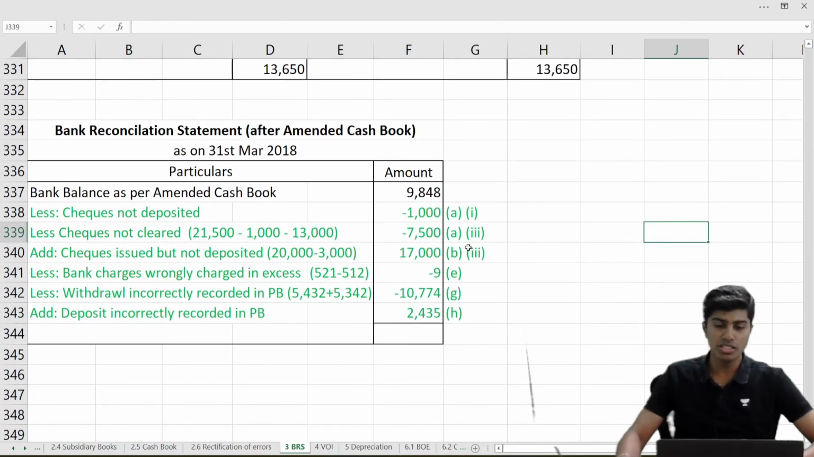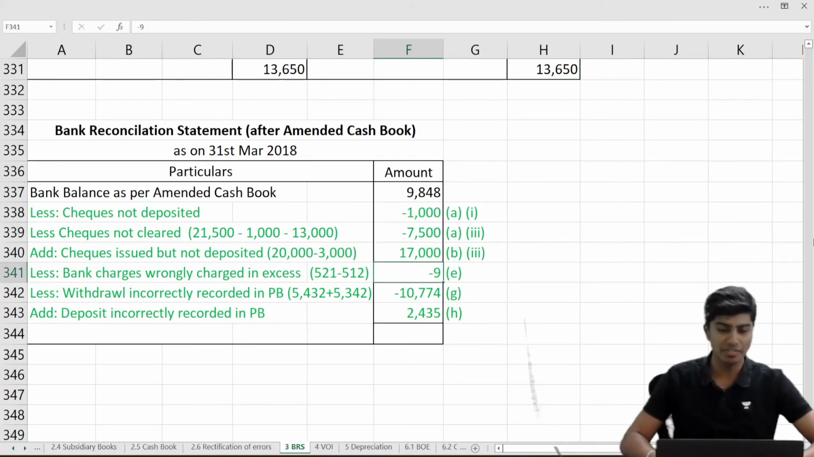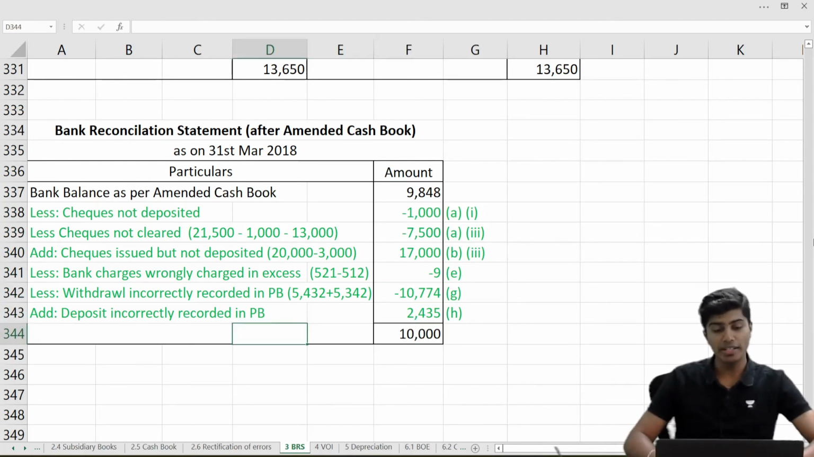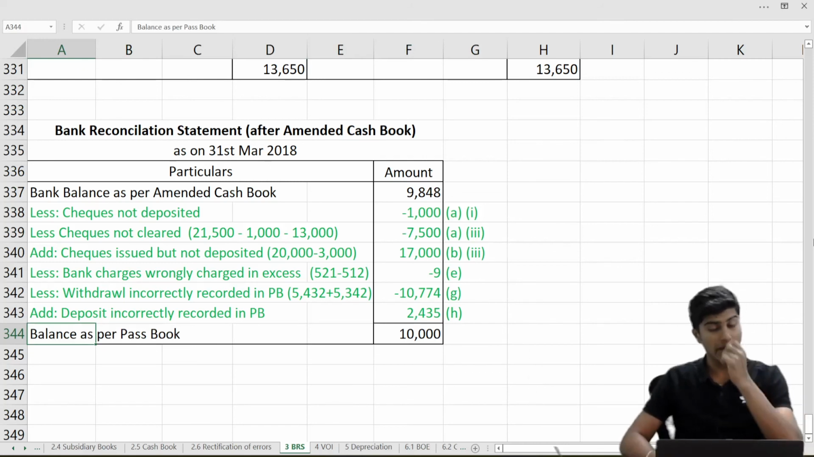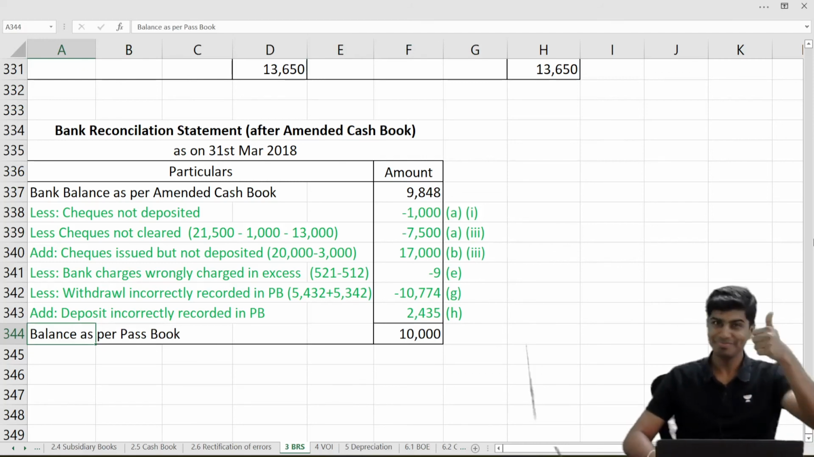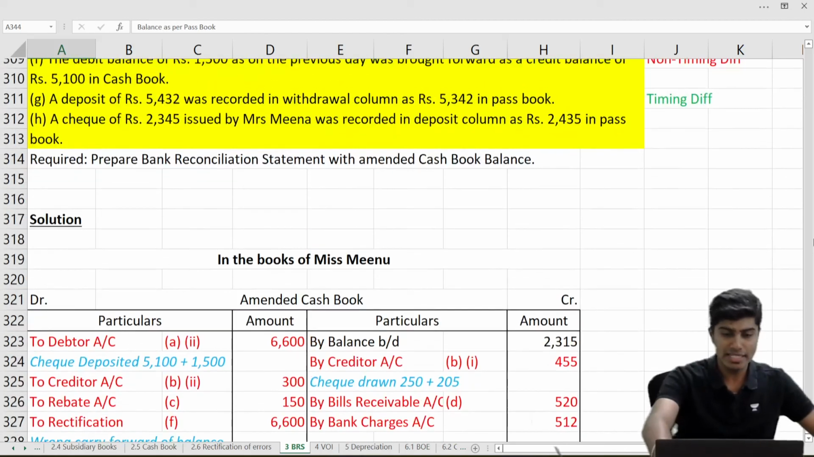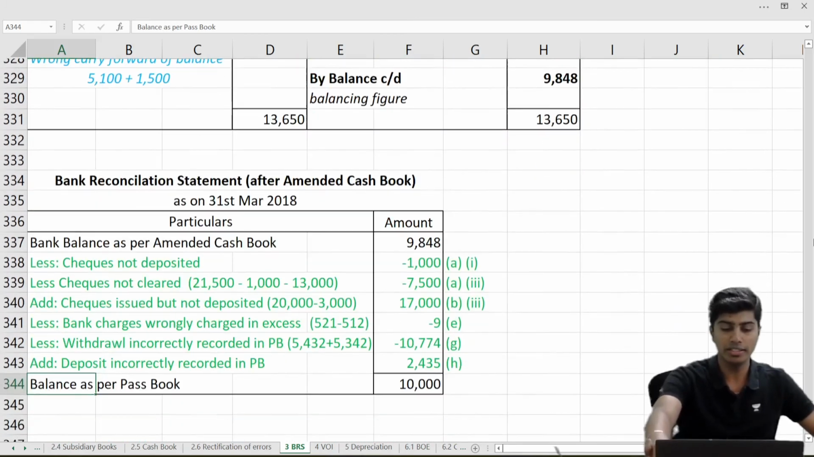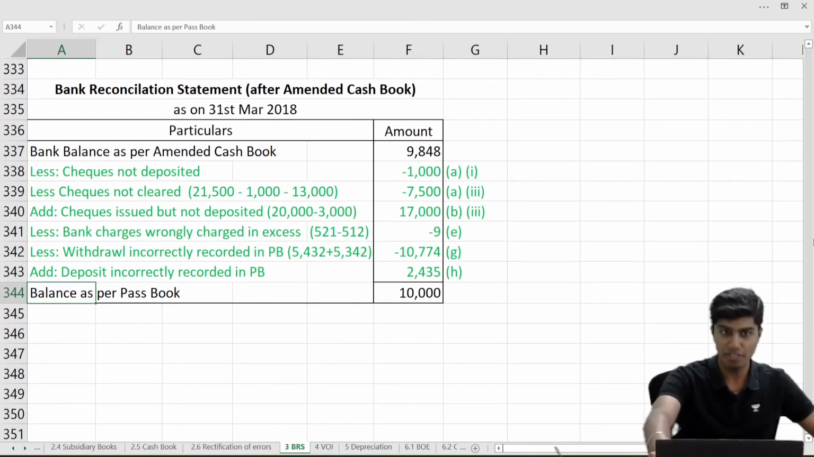9,848. From this 9,848, I would deduct this 1000, deduct 7,500, add 17,000, deduct 10,774, and add 2,435 to find 10,000 rupees, which is my balance as per passbook. Got it? So this is our amended cash book and this is our BRS after amended cash book.